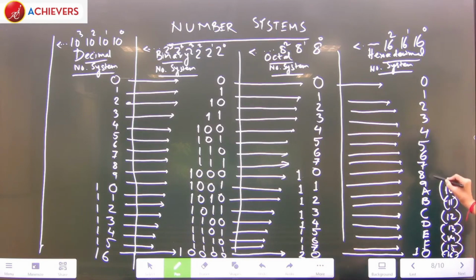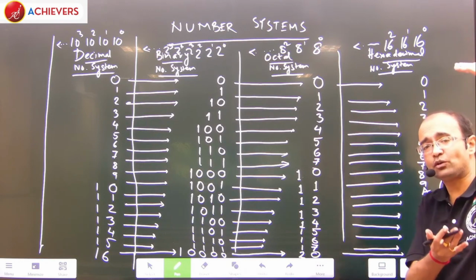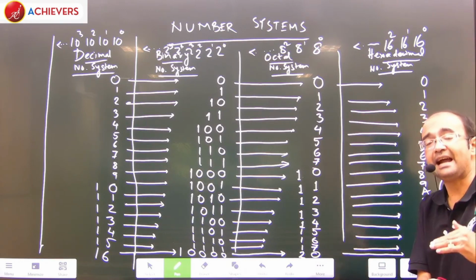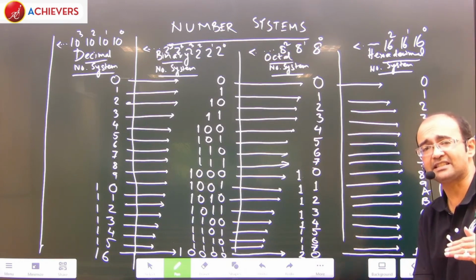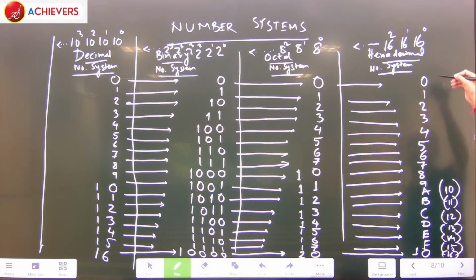Up to F, the 6 digits from 10 to 15, and the rest 0 to 9, 10 digits. So 16 digits: 0 to 9, 10 digits, and A to F, the 6 digits. So in total there are 16 digits that we can represent, from 0 to 9 and A to F. Here I have given the numbers for your ready reference.